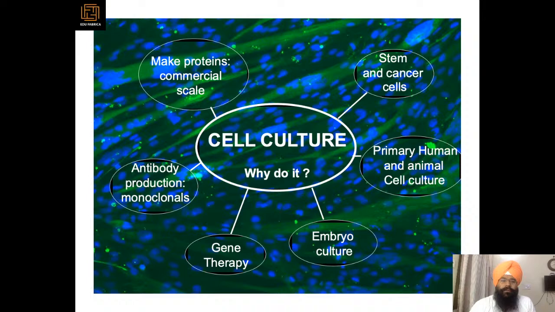Cell culture helps to make proteins on a commercial level, and we can work on stem cells and cancer cells. Primary human and animal cell culture, we can do embryo culture, gene therapy, and antibody production, like monoclonals.